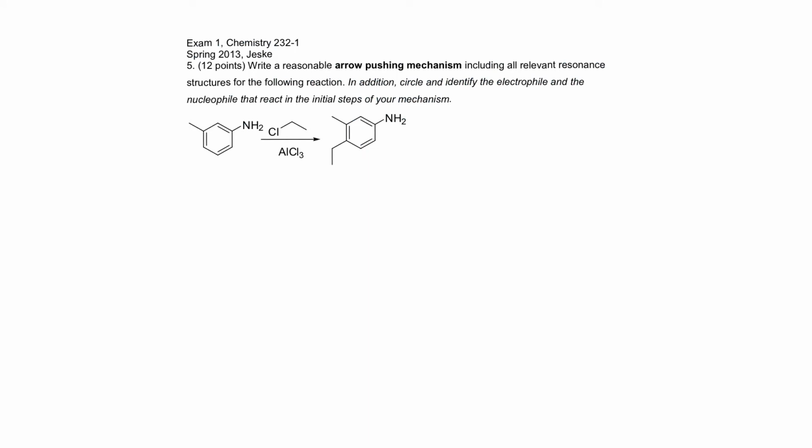Question 5. Write a reasonable arrow pushing mechanism, including all relevant resonance structures for the following reaction. So here we have an alkyl chloride with aluminum trichloride. So this is going to be a Friedel-Crafts alkylation. We've got a ring that's activated with a weakly activating group, methyl, and a strongly activating group, NH2. And so what we're going to do is substitute probably on the para position of the NH2.